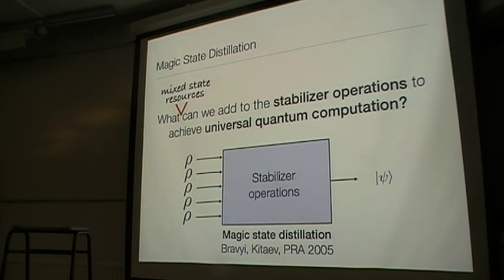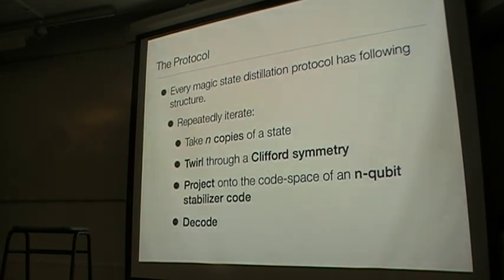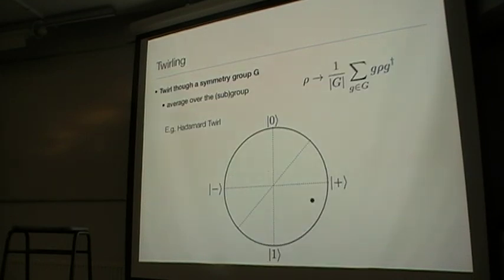So magic state distillation is what makes Robert Rausendorf's scheme and Manny-Nil's scheme universal for quantum computation and hence computationally useful. We call it distillation, and you'll see why because of this particular structure. It's quite similar in some senses to entanglement distillation. What we do is we take a number of copies of some mixed state, this is going to be our resource state, and then we perform the following steps. I'll explain in the next few slides what these steps mean, but we normally apply some twirling, and then we project onto the code space of a stabilizer code.